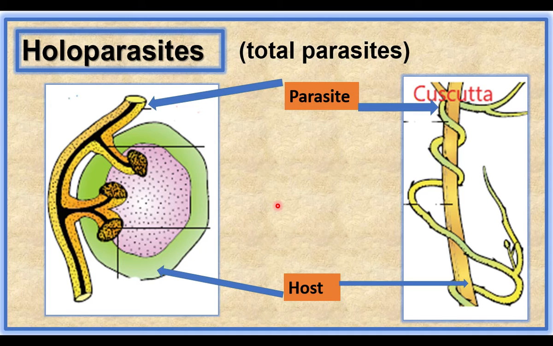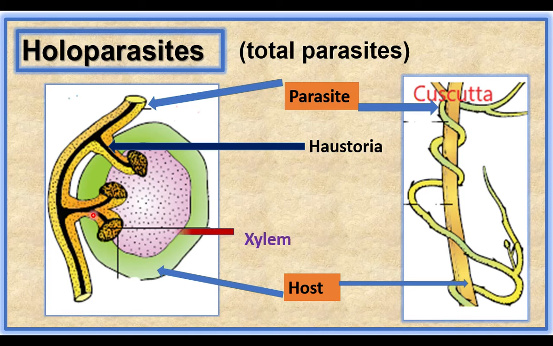Parasitic plants produce special roots called haustoria. The haustoria penetrate into the body of the host plant. This is haustoria. In this case, the haustoria enter into the xylem and the phloem of the host plant to get water, minerals and food.